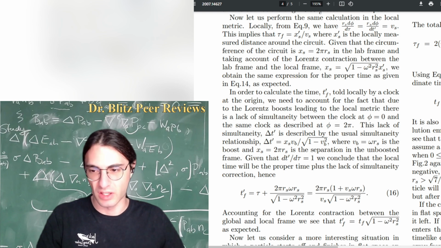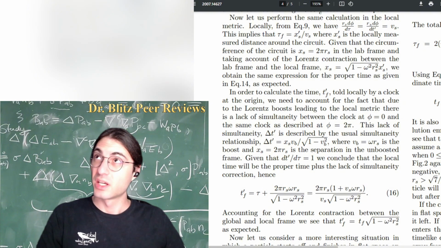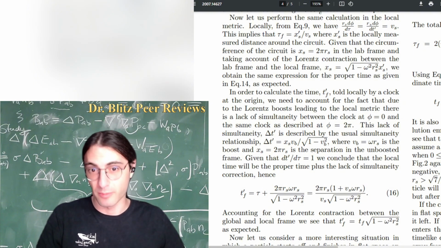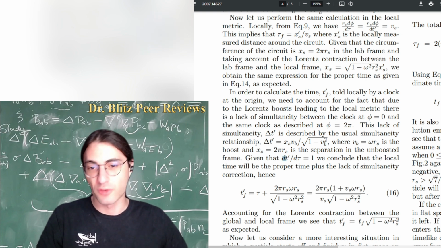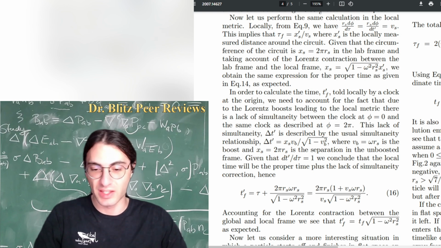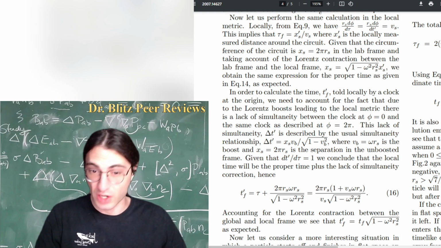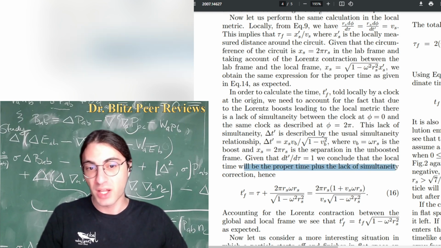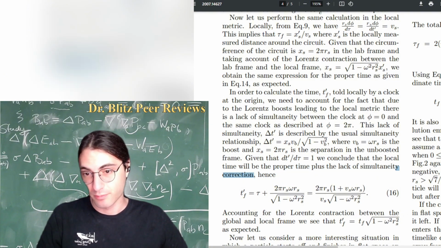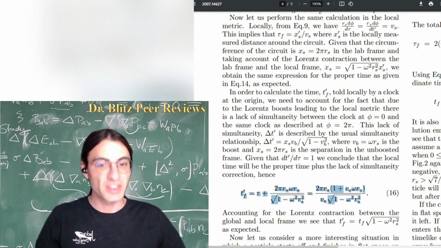dt prime is just the rate of change. Sorry, let me rephrase. T prime is the coordinate time for the rotating system. So of course, the proper time with respect to the coordinate time in the reference frame where the system is stationary is going to be 1. We conclude that the local time will be the proper time plus the lack of simultaneity correction. Hence, this formula.